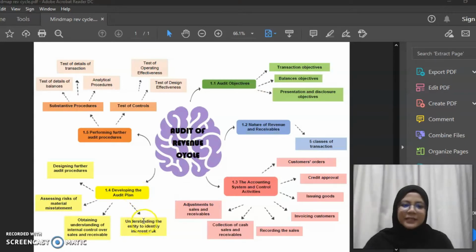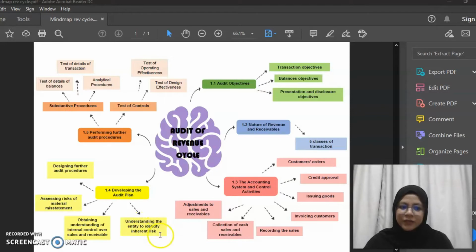So we will understand the entity to identify the inherent risk. The auditor will also obtain an understanding of internal control over sales and receivable. And we will assess the risk of material misstatement. And finally, we will design further audit procedures. And the last part of this topic, we will discuss performing further audit procedures.